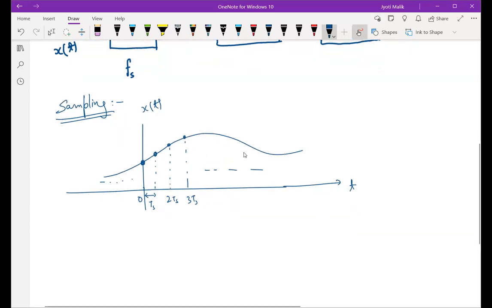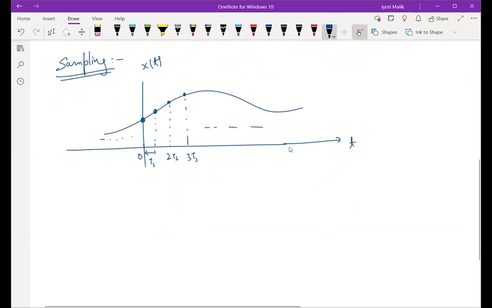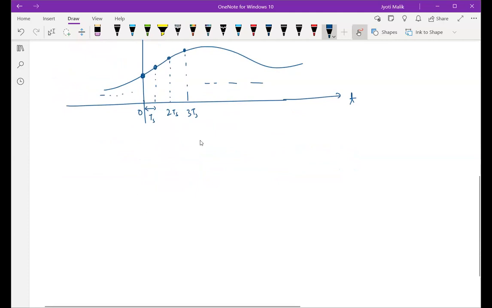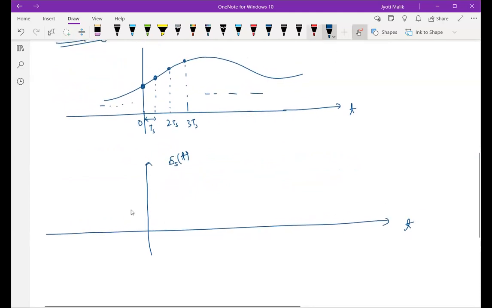This is the meaning of sampling. From the original continuous time signal, we take the samples and make the time axis discrete. In the sampling process, we make the time axis discrete, right? And how did we do it mathematically? We multiplied the signal with an impulse train, delta s of t. Delta s of t was our impulse train, an impulse train with time period ts, equal to the sampling interval.